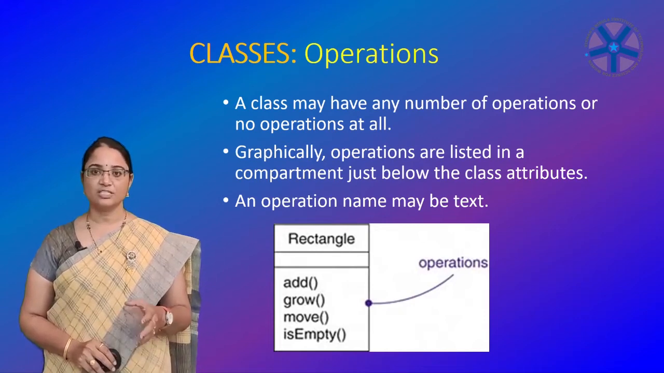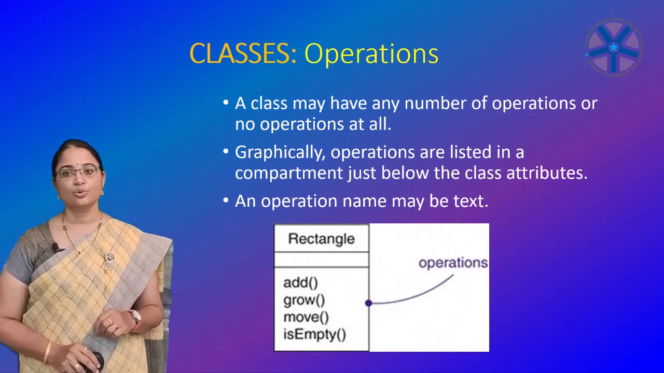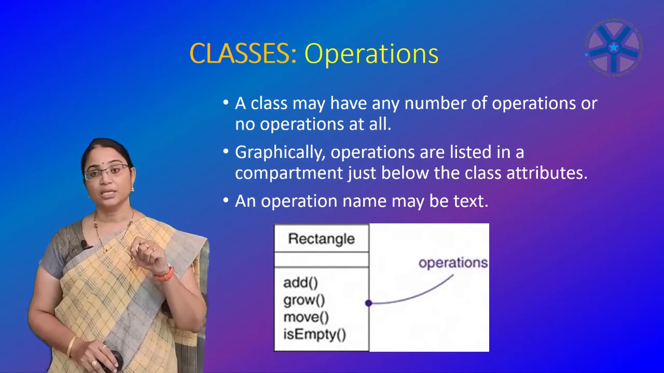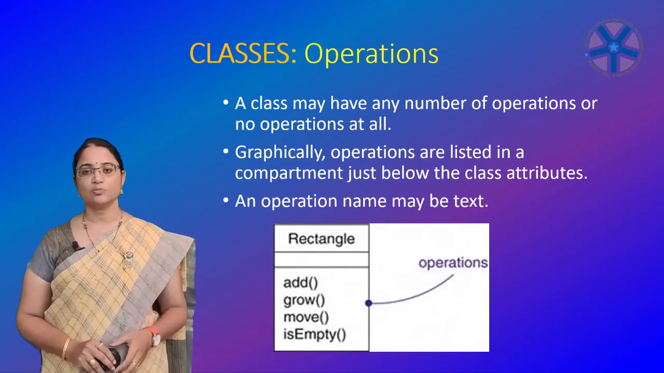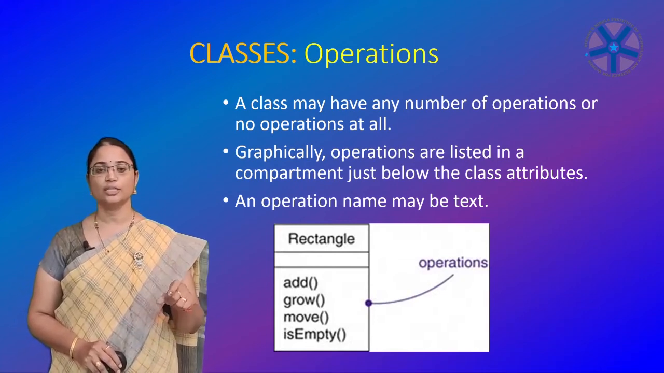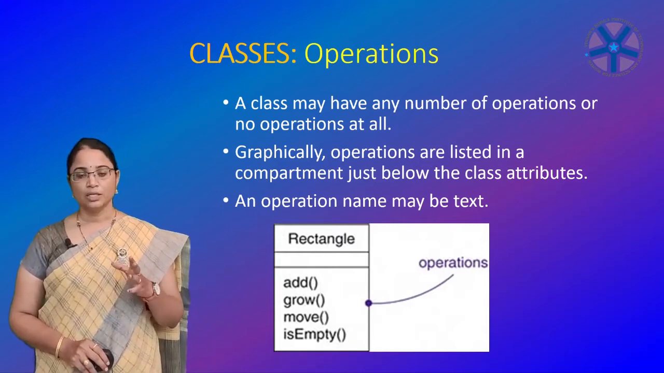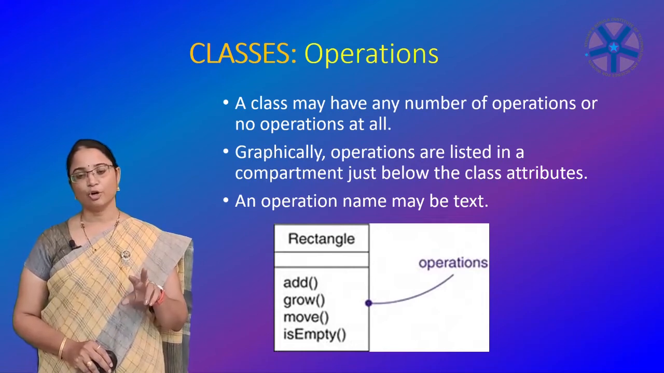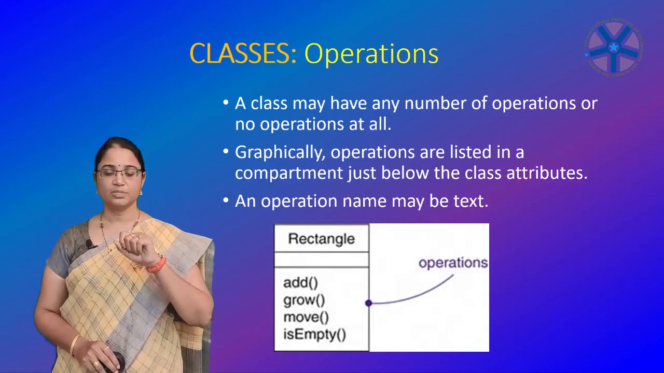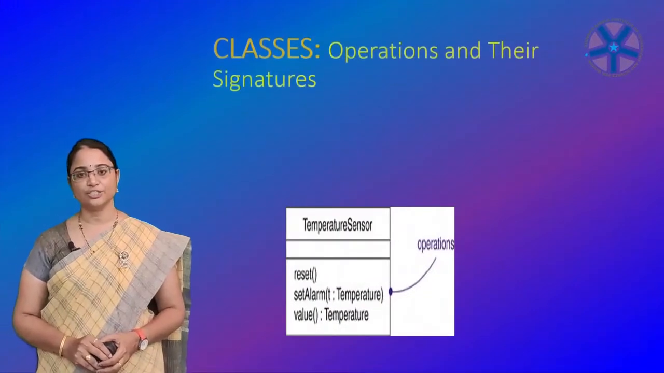Typically, you capitalize the first letter of every word in an operation name except the first word. So if you take the same name, suppose move, you can take all as small letters. If you consider isEmpty, then you need to take i as a small letter and E as a capital, the same as in the attributes also. If you take two words as a name of the operation or attribute, the first letter should be a small letter, and from the second word onwards you can take the capital letters. This is how you need to give the names to the operations.